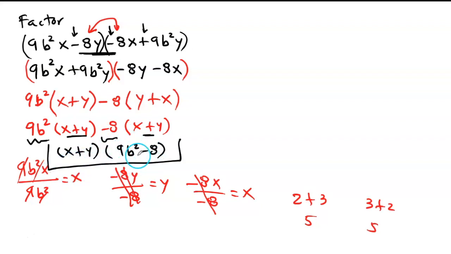Right now I have a difference because it's a minus, and 9 is a perfect square, b is a perfect square, but the 8 is not a perfect square. So therefore I'm not able to do a difference of squares on this. And I will talk about difference of squares in a minute. Okay? Alright, this was not an easy one for grouping. Let's get into trinomials.